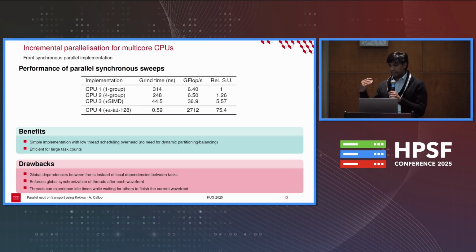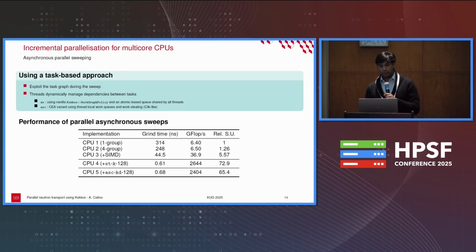The implementation is simple using this front synchronous algorithm, and it's very efficient when you have large task counts, except that we have global dependencies between the fronts, and we can't exploit the fact that some threads will be waiting while others are still computing, and you could actually use those threads to start doing computation on the other side.